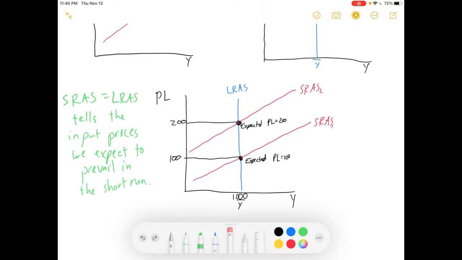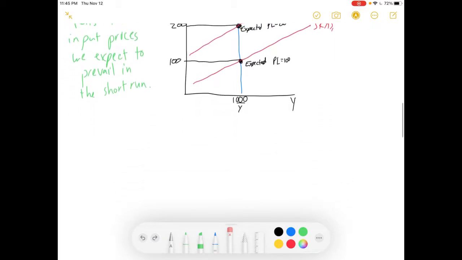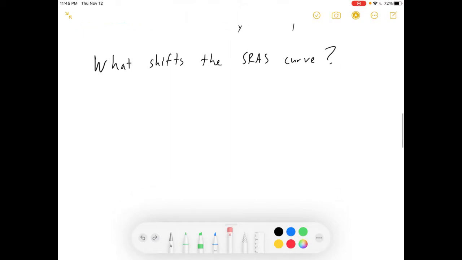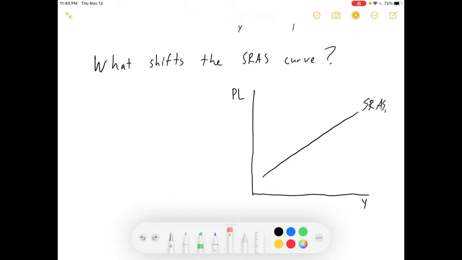When our short run aggregate supply curve moves around, the expected price level will move around as well. So that gets to our next question. What actually ends up shifting the short run aggregate supply curve? What makes it move? Well, here's a graph.